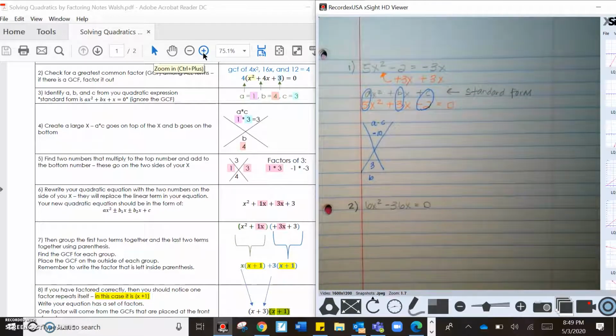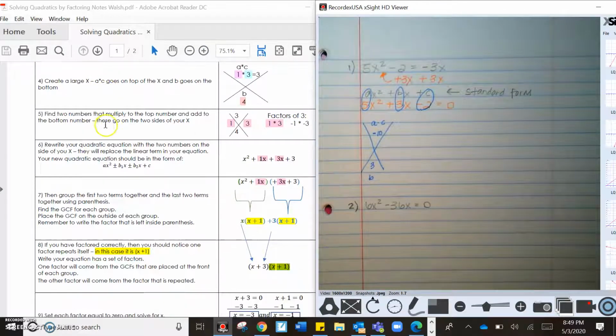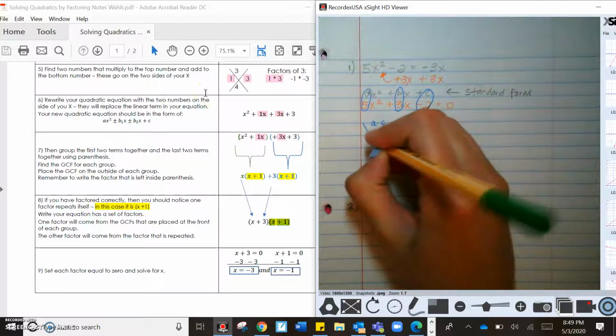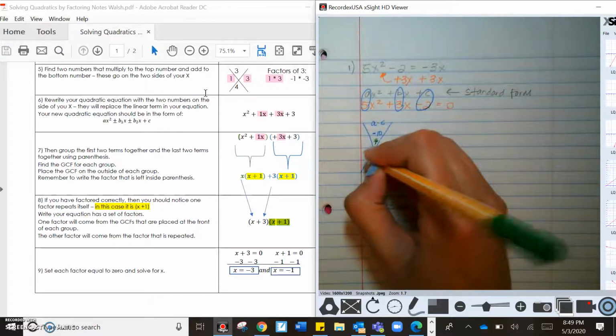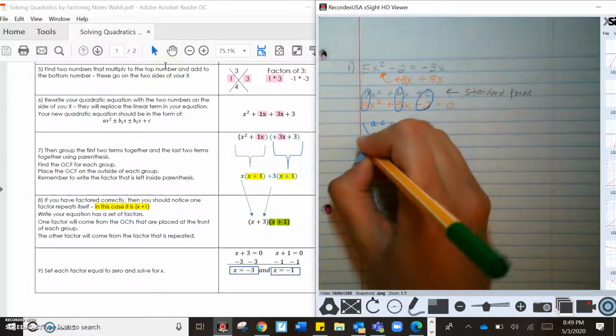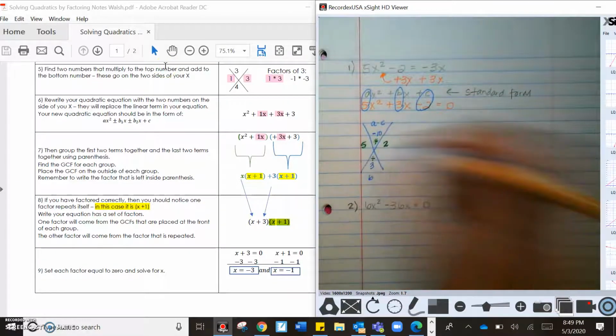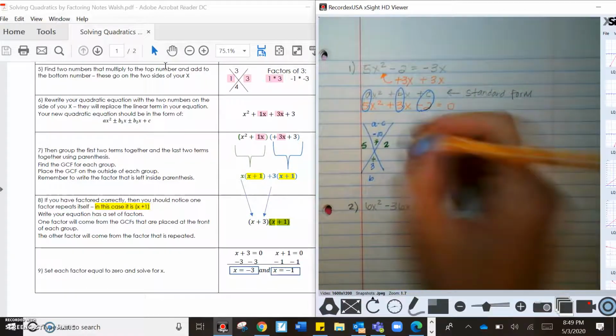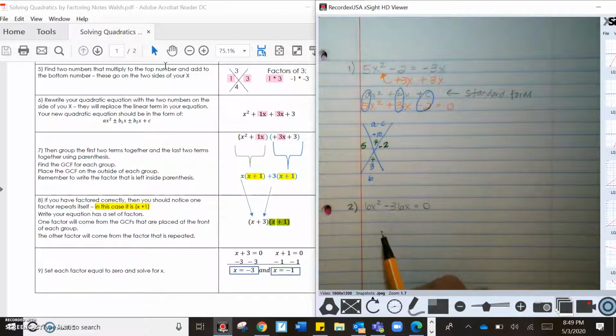So what are we looking for? Now we're up to step number 5 here. We want to know what multiplies to be negative 10, but could add up to be 3. So I know that's going to be 5 and 2, but what are my signs going to be? If I need a positive 3, I'm going to make this a negative 2. 5 times a negative 2 is a negative 10. 5 minus 2 is 3.